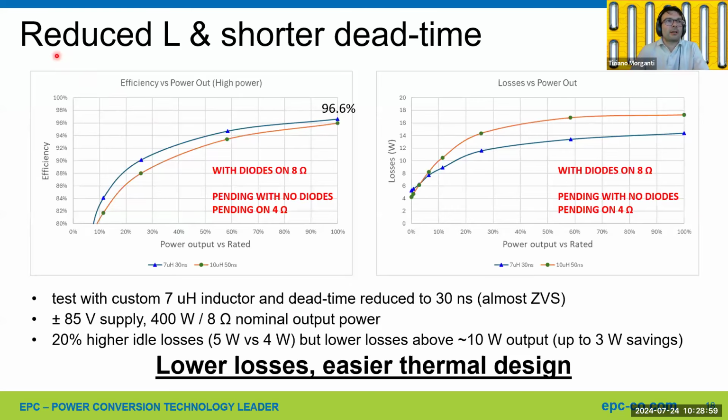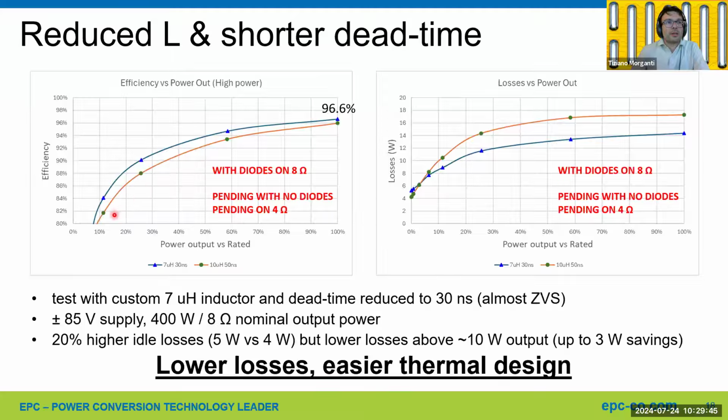Okay, this is a test we made. We designed a custom inductor, which is 7 microhenry, and we were able to reduce the dead time with less burden on the idle losses. So we did a comparison between the 7 microhenry inductor with 30 nanosecond dead time against the standard 50 nanosecond dead time and 10 microhenry inductor. This test has been carried out at plus minus 85 volt, so the rated power at this voltage level is about 400 watts at 8 ohm.